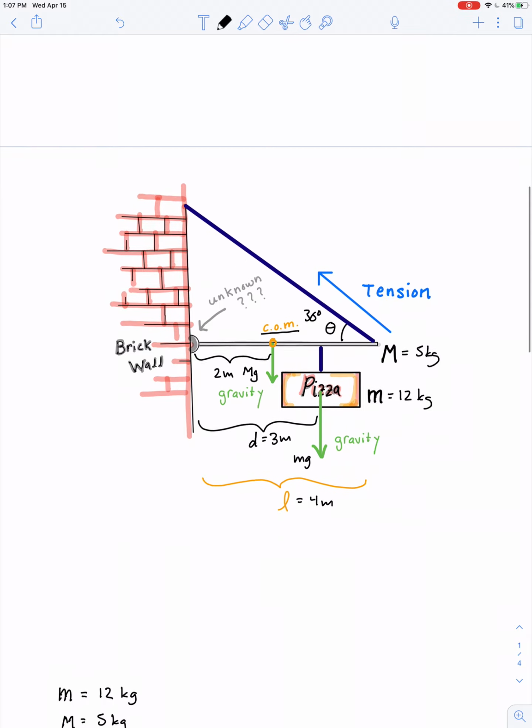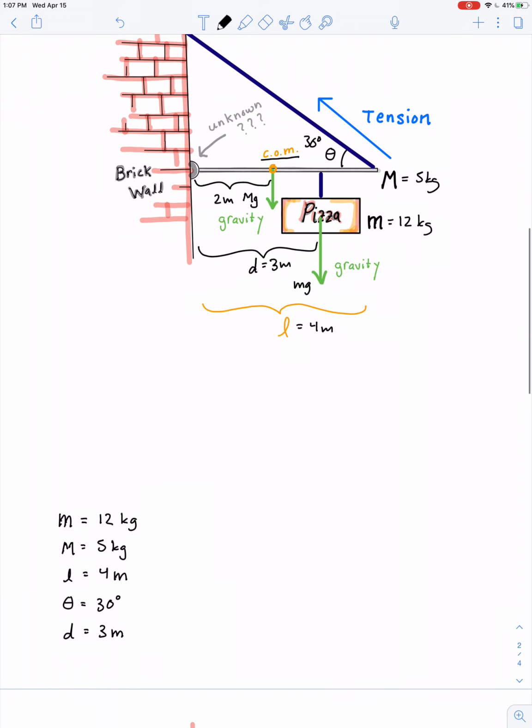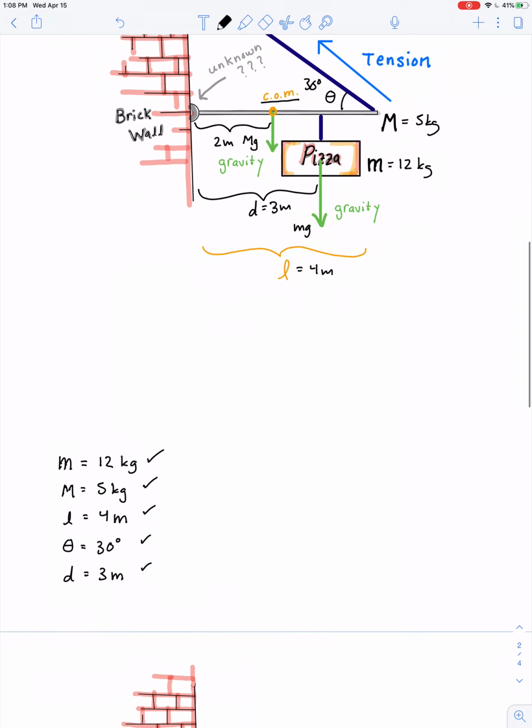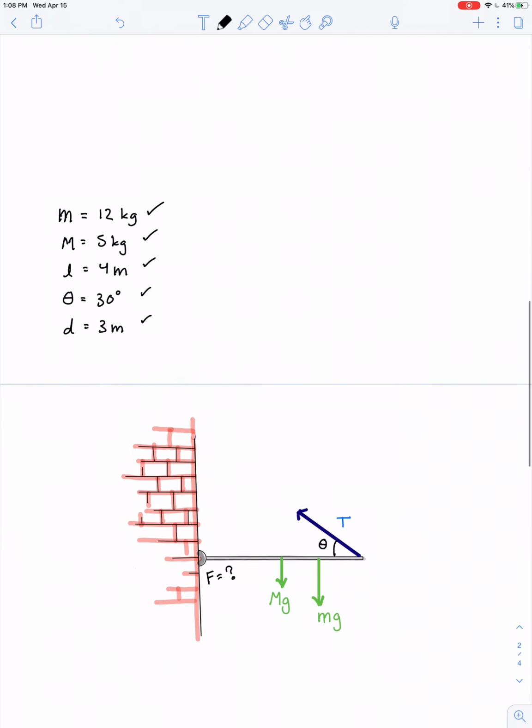Okay, so all those values are copied here. The sign is 12 kilograms, the beam is 5 kilograms, it's 4 meters long, angle of 30 degrees, and the sign hangs 3 meters from the hinge. So if we simplify the drawing a little bit so we can see it as a rigid body diagram, we can picture it like this.